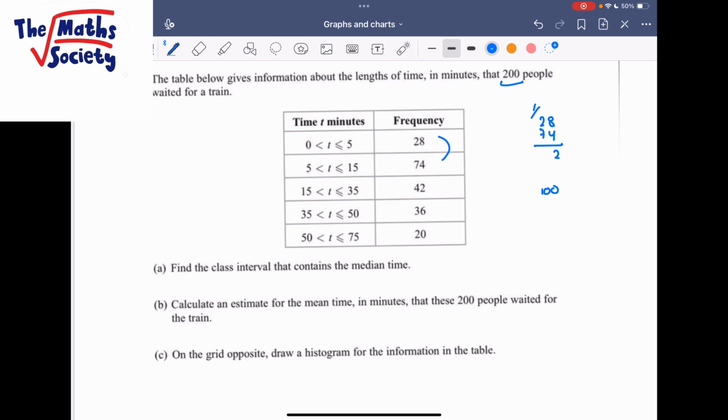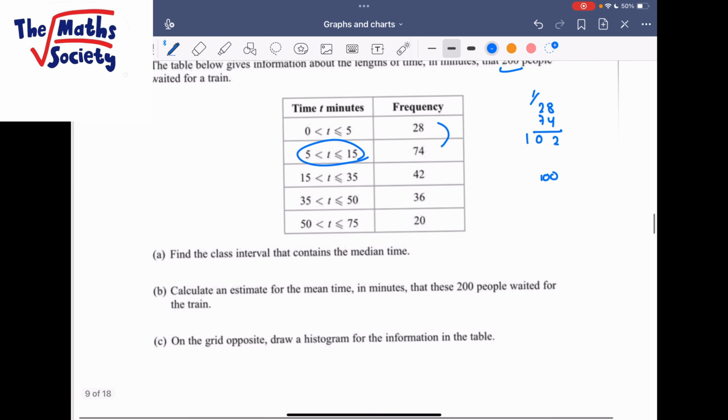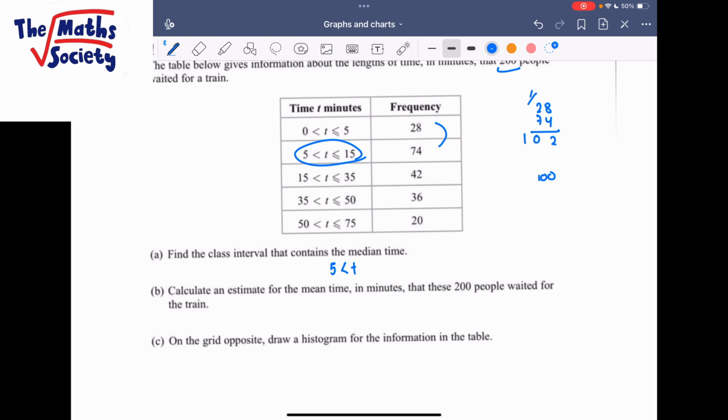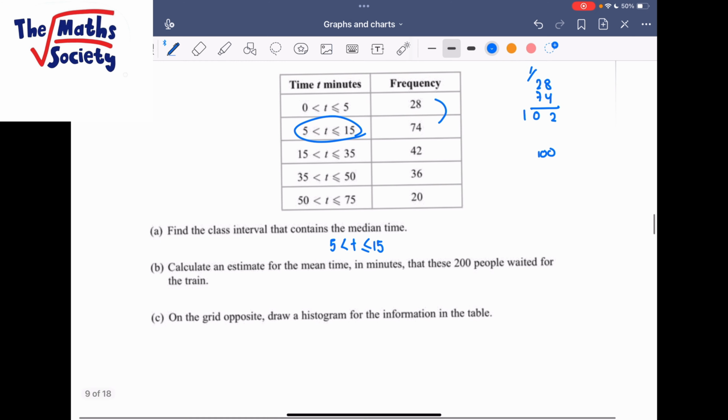That's already 9, 10, 102. So it's going to be in this class interval, which is 5. Let's say 10 equals 15. So that's going to be in that interval.